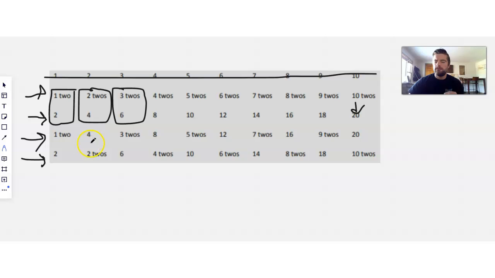1, 2, 4, 3 twos, 8, 5 twos, 12, 7 twos, 16, 9 twos, 20. And let's go to our second row. We're going to do the same thing. We're just going to alternate. So we're going to start on 2 and then go from there. 2, 2 twos, 6, 4 twos, 10, 6 twos, 14, 8 twos, 18, and 10 twos.